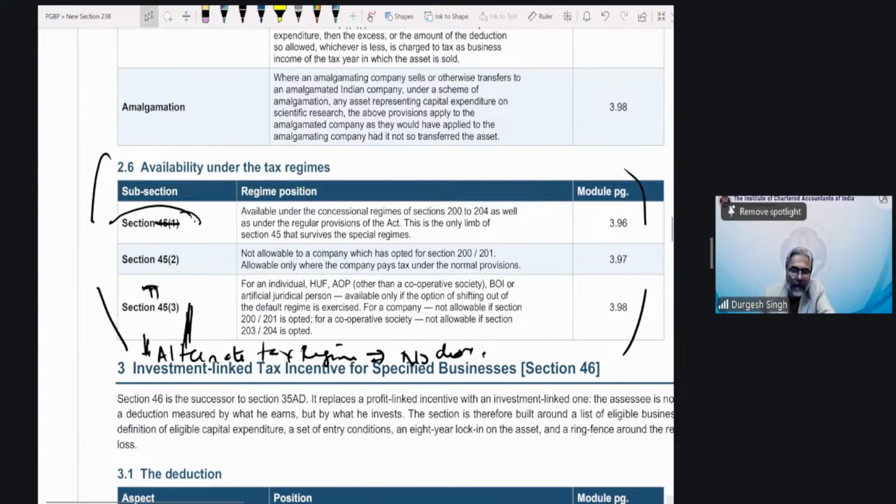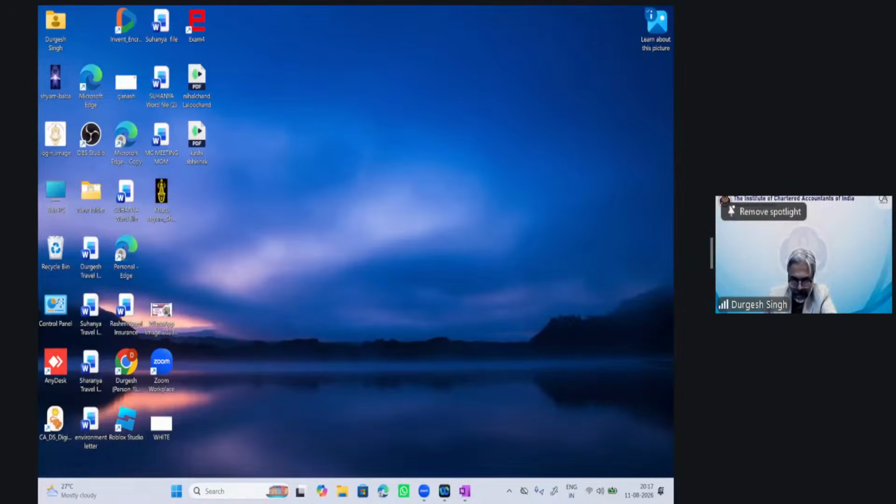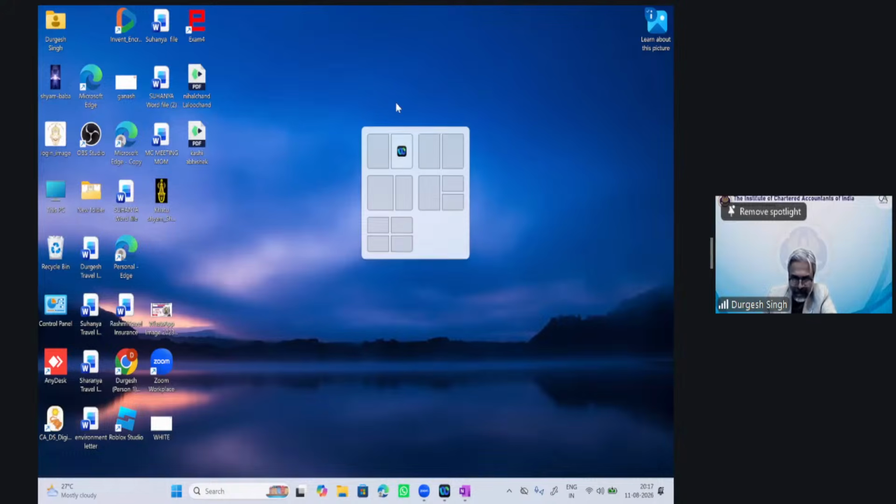Is that point clear to all of you students now? Any doubt students now you have on this 45? Just let me know. Students, any doubt on this 45? Or else we will take a break. Quickly students.